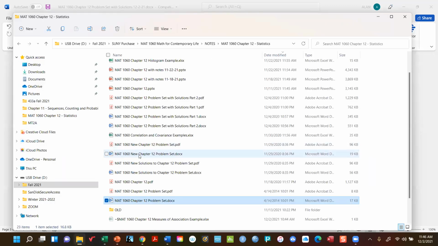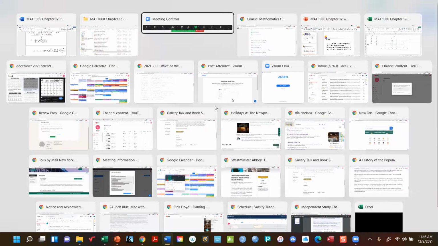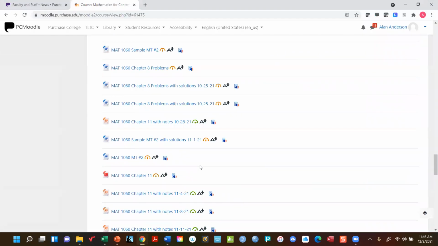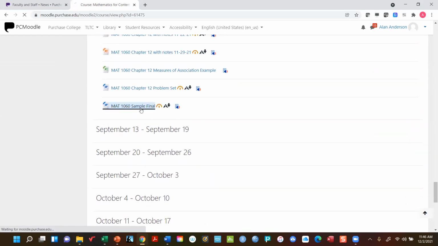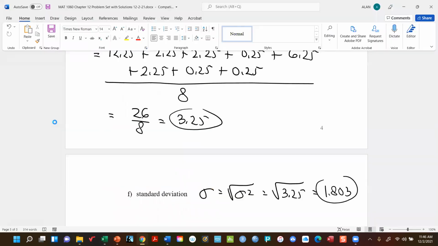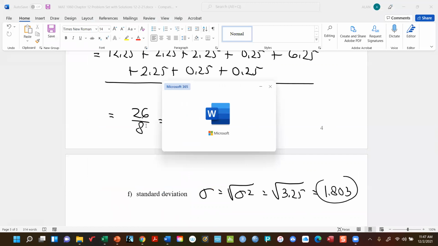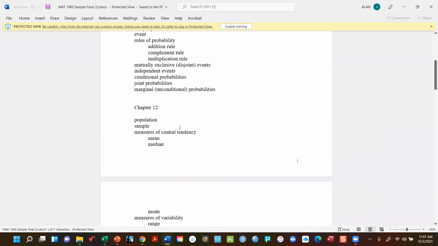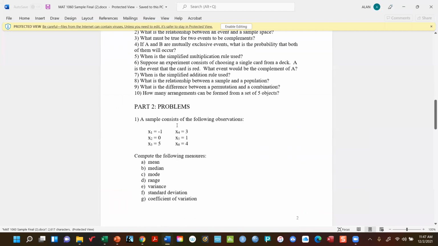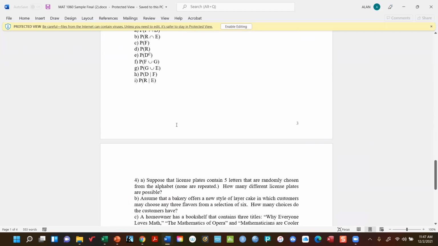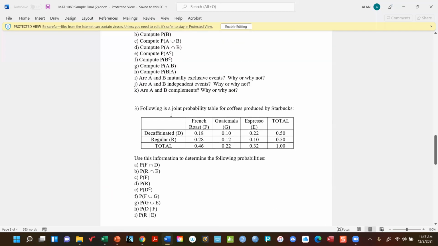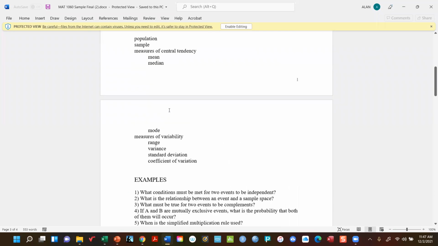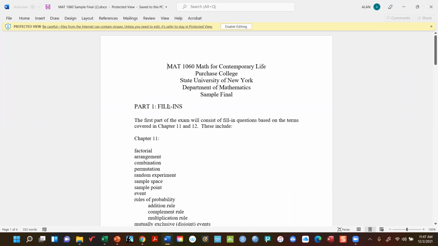Let me just one more time show you what it looks like from Moodle, so you know what to expect. And you'll see it's a mixture of chapter 11 and 12, of course. We'll do this on Monday, and then there's combinatorics as well, of course. Then we'll be done with the course, sadly enough, except for the final exam. So then I can post the final exam.